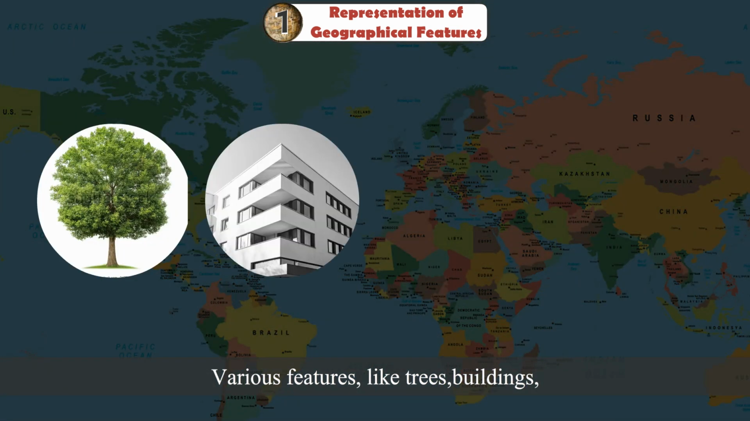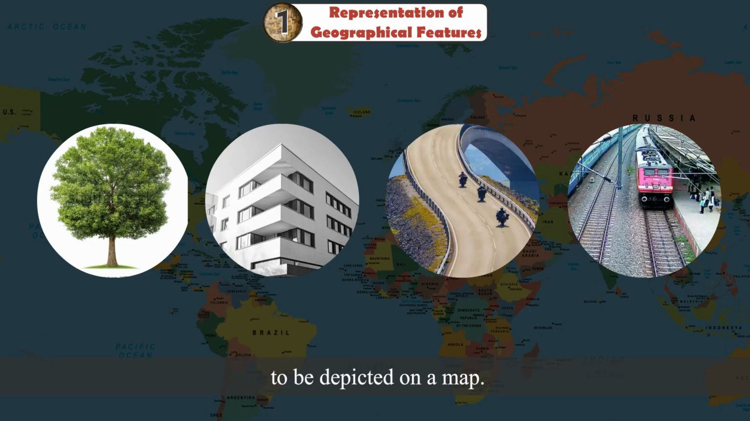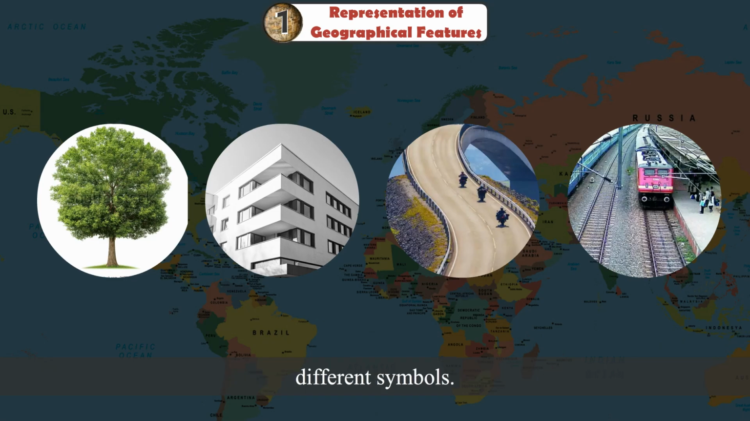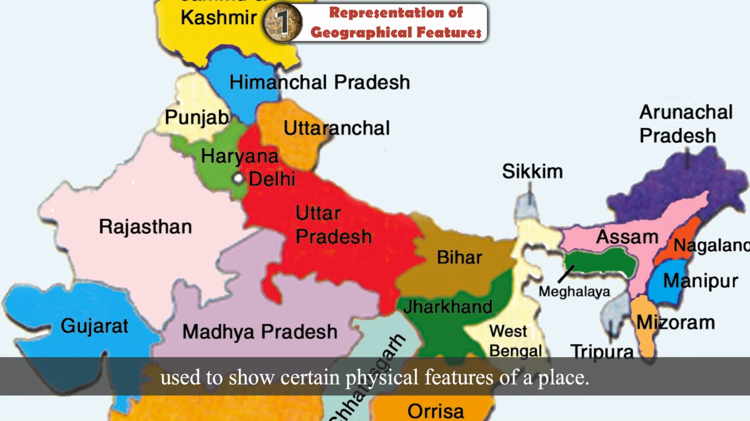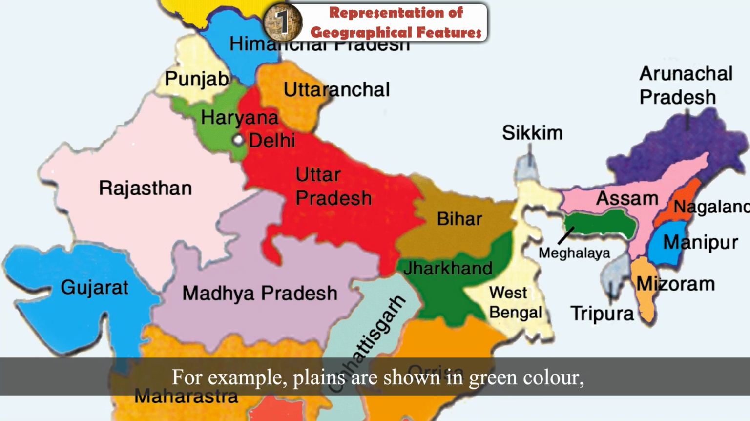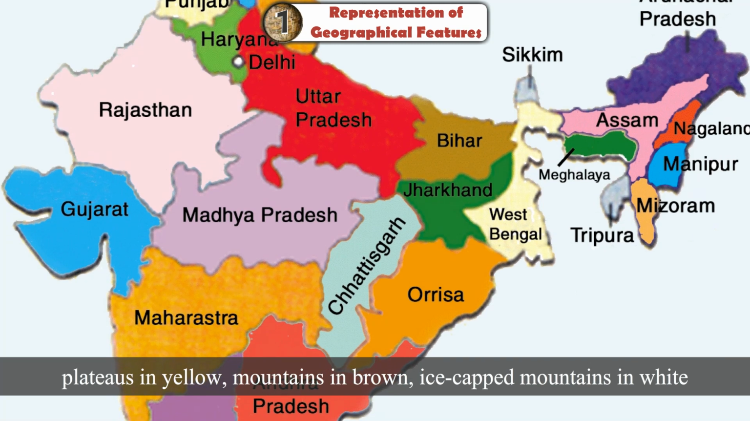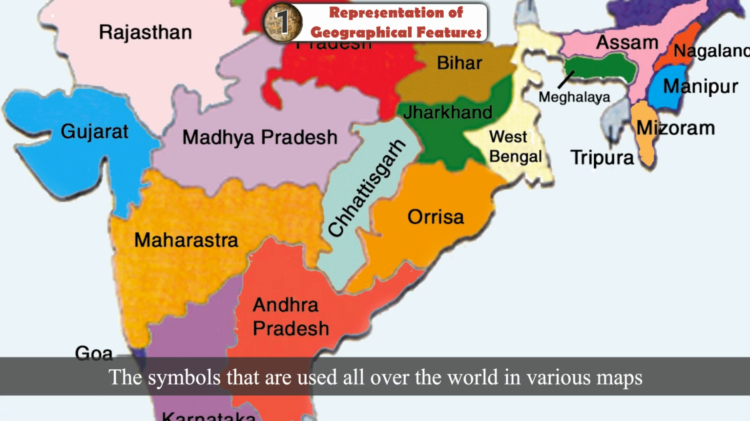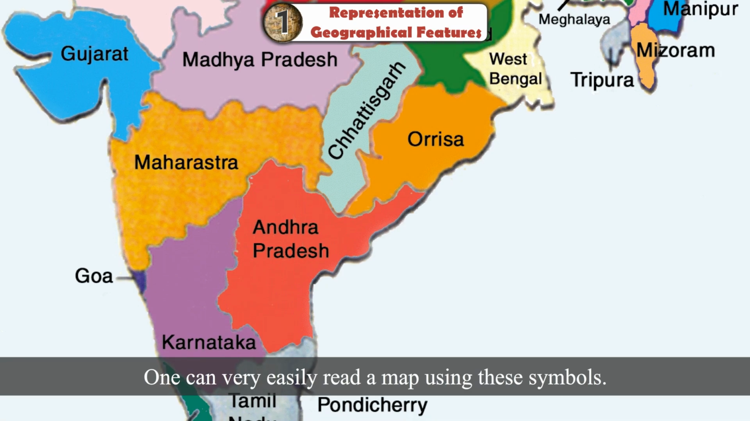Various features like trees, buildings, roads, or railway lines in their actual shape and size are not possible to be depicted on a map. To overcome this difficulty, these features are shown with the help of different symbols. Besides these symbols, various colors are also used to show certain physical features of a place. For example, plains are shown in green color, plateaus in yellow, mountains in brown, ice-capped mountains in white, and all water bodies in blue color. The symbols that are used all over the world in various maps are called conventional symbols. One can very easily read a map using these symbols.